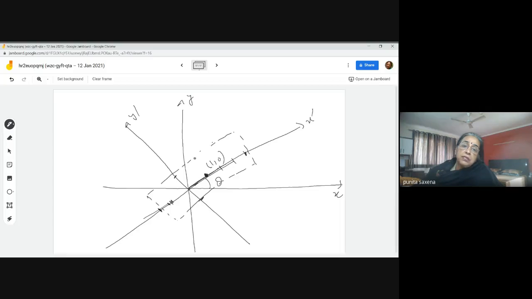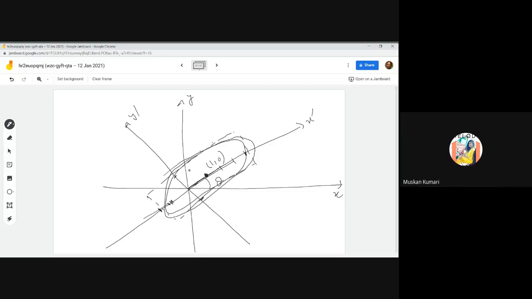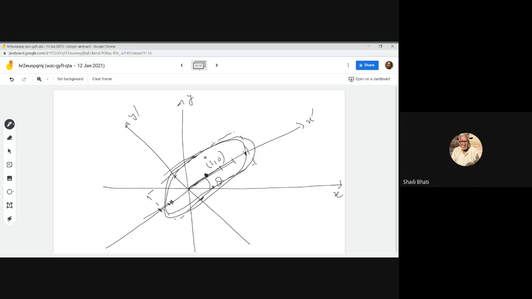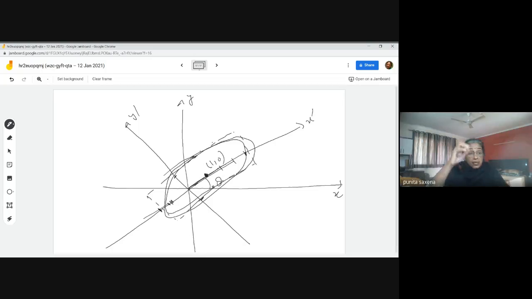तो अब इसका मतलब क्या हुआ? ये एलिप्स तो कुछ इस तरह का बनेगा ना, something like this. ये एलिप्स बनेगा इस बॉक्स के अंदर. Is it okay? Yes ma'am. हाँ, ठीक है ना? So this is ellipse. So this is how we are going to sketch.